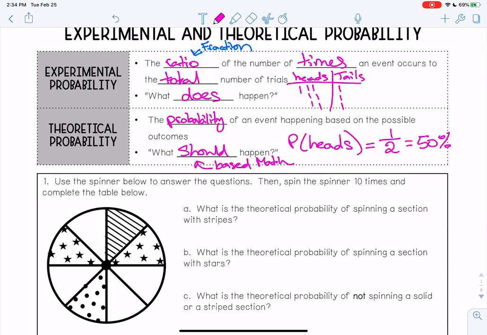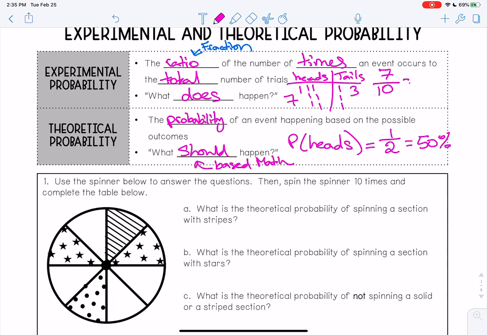I ended up with heads 7 times, and I ended up with tails 3 times. So if I was doing what actually happened, experimental probability of how many times I got heads, it would be 7 times, and I flipped it 10 times. So it'd be 7 out of 10 times I got heads. And if you were to calculate the percentage of 7 over 10, it would not equal 50.